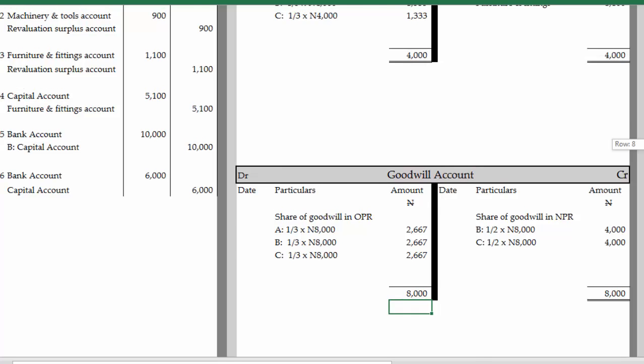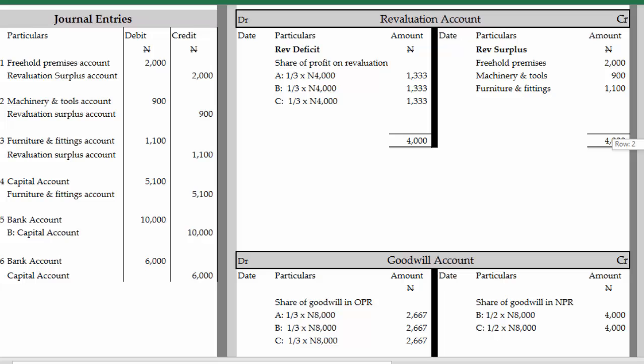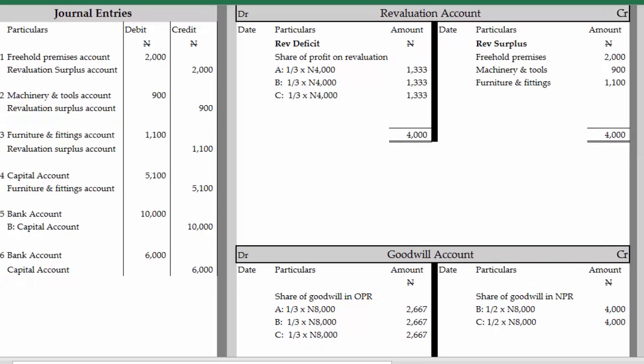So this is how you prepare the revaluation account and the goodwill account for retirement or death of a partner. There is no difference between this and what we did before. It is substantially the same.